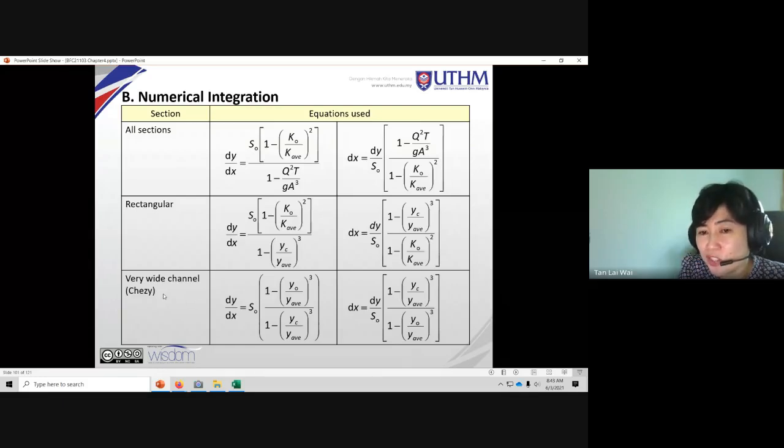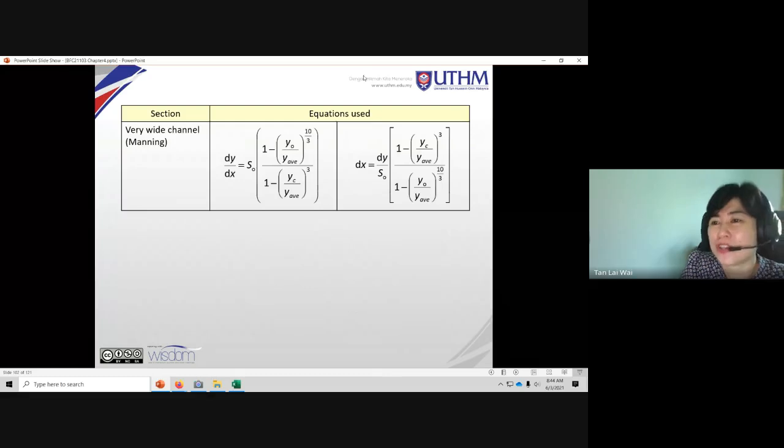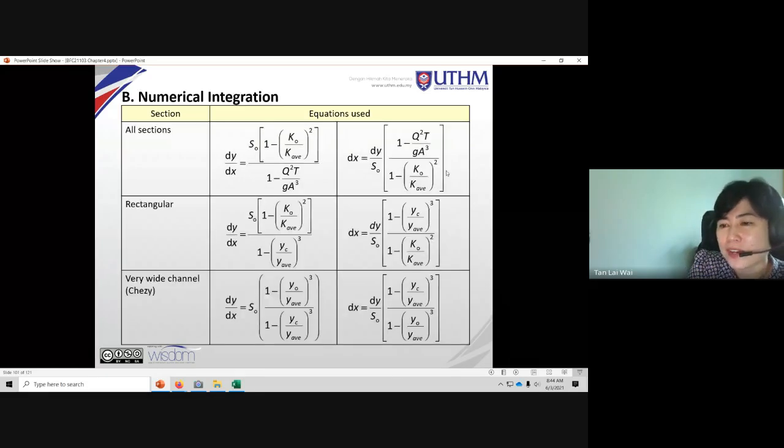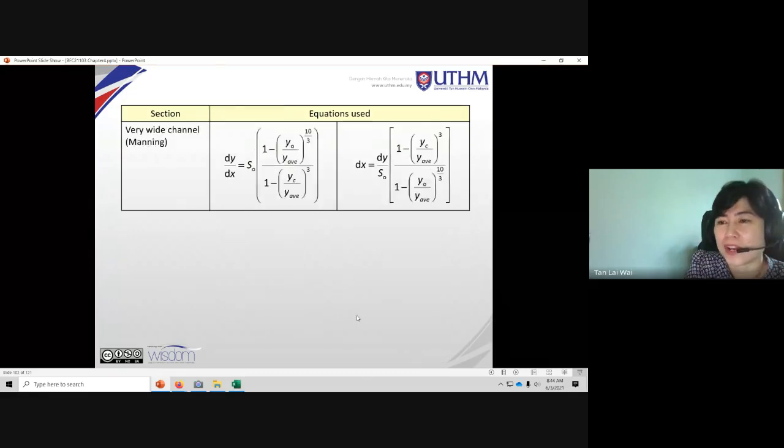If we are using Chezy, the numerator power is 3 and the denominator power is 3 as well. That means Y naught over Y average to the power of 3. Now let's look at a very wide channel but using the Manning equation. The difference would be the power of the denominator, which is to the power of 10 over 3, that means 3.33 something. That is the slight difference. I hope you are clear.